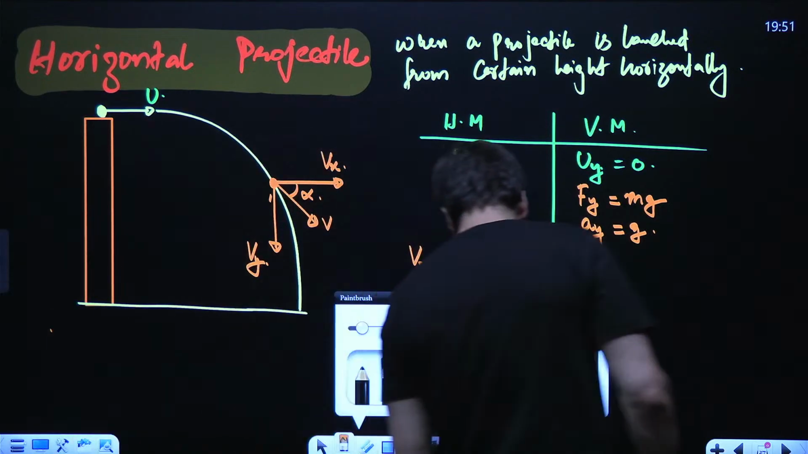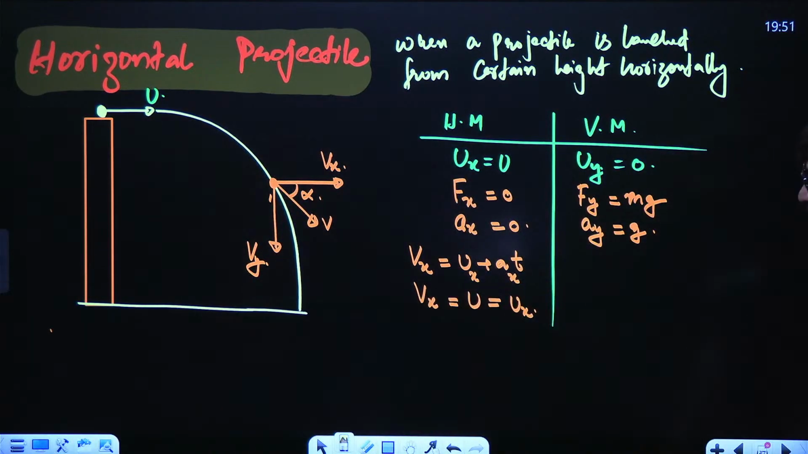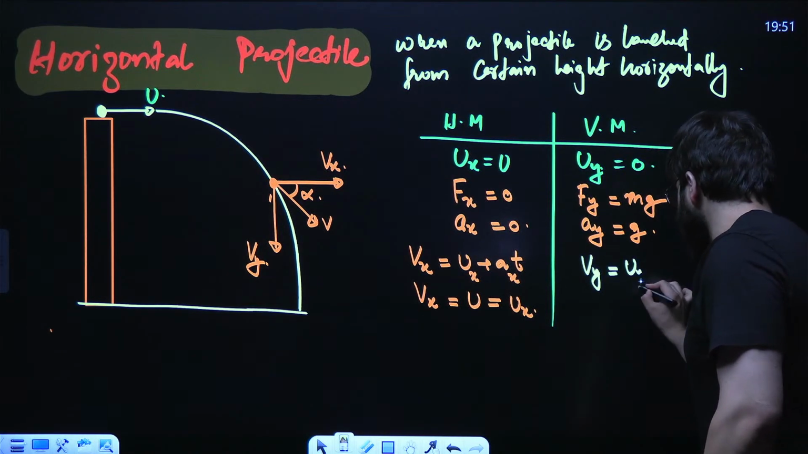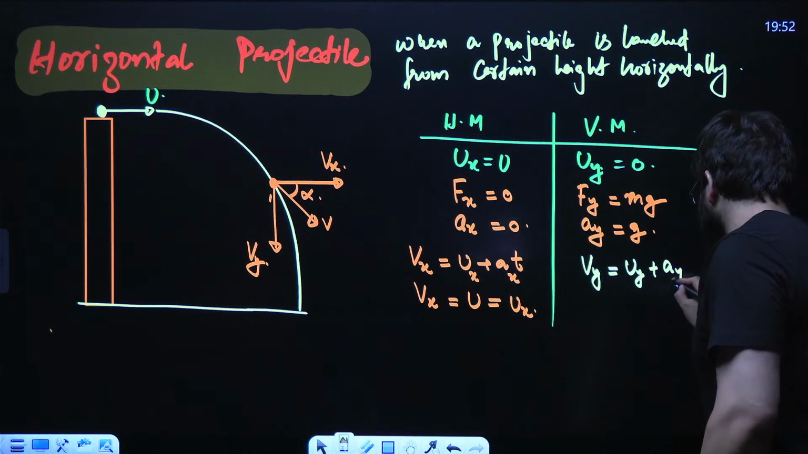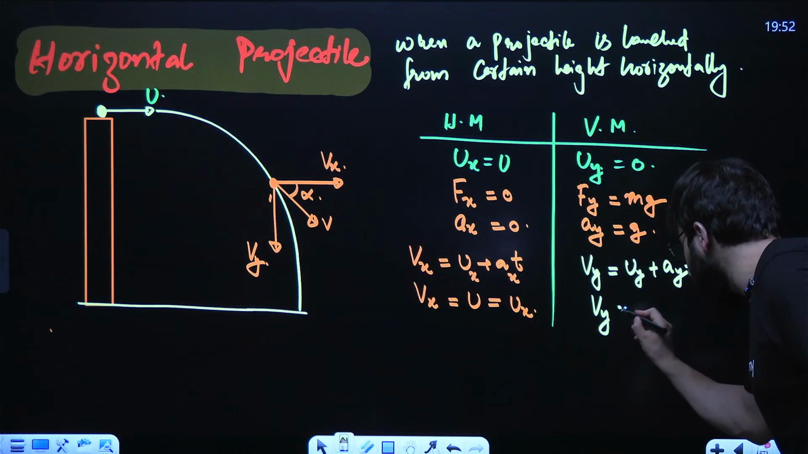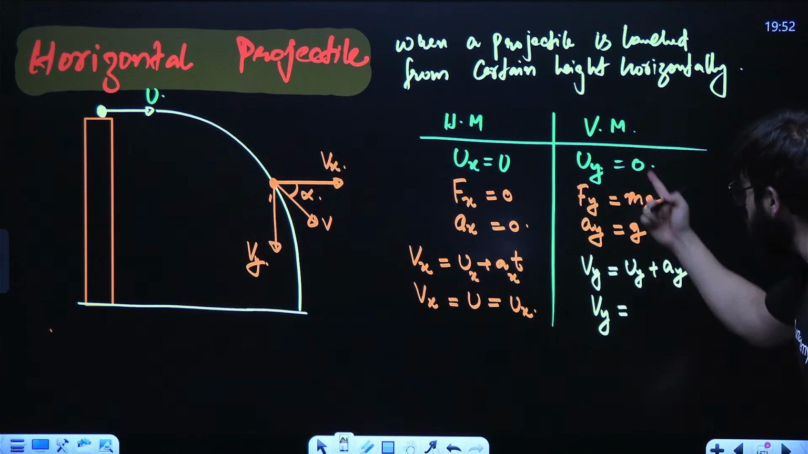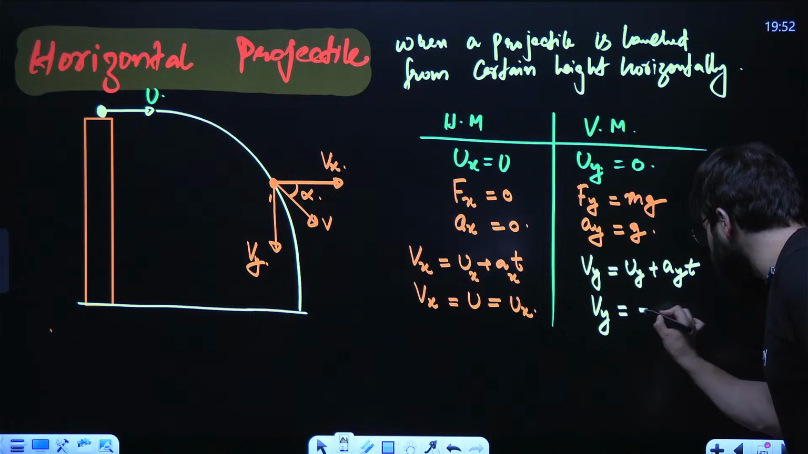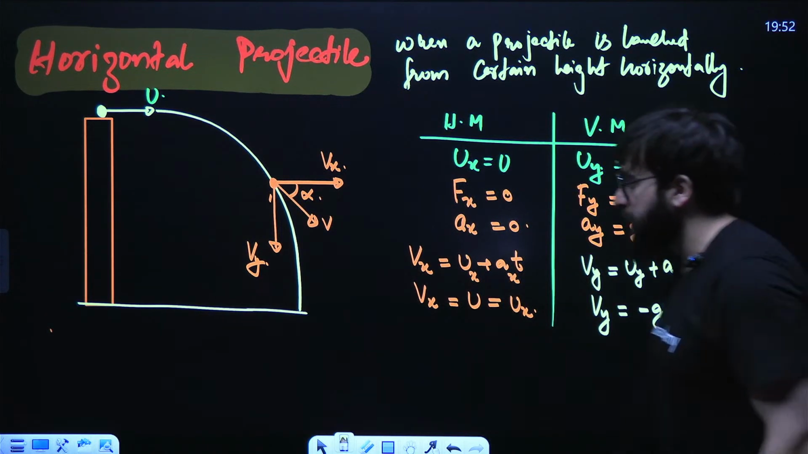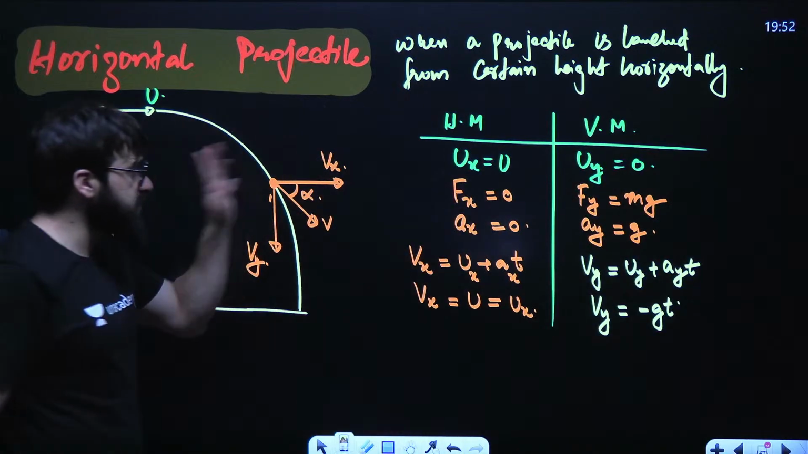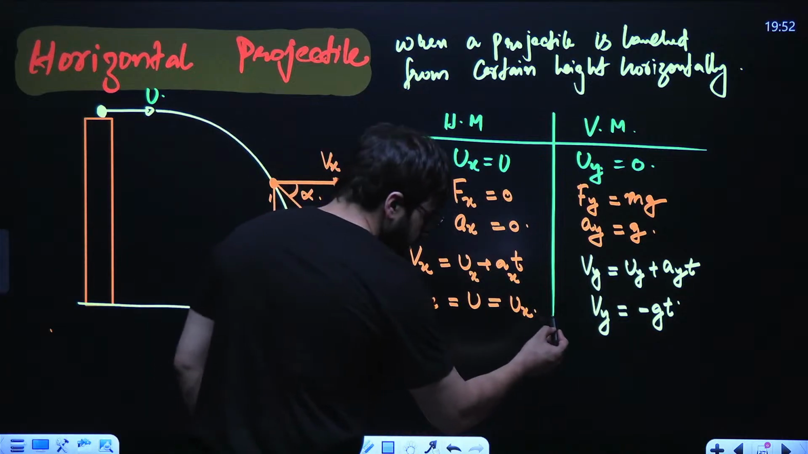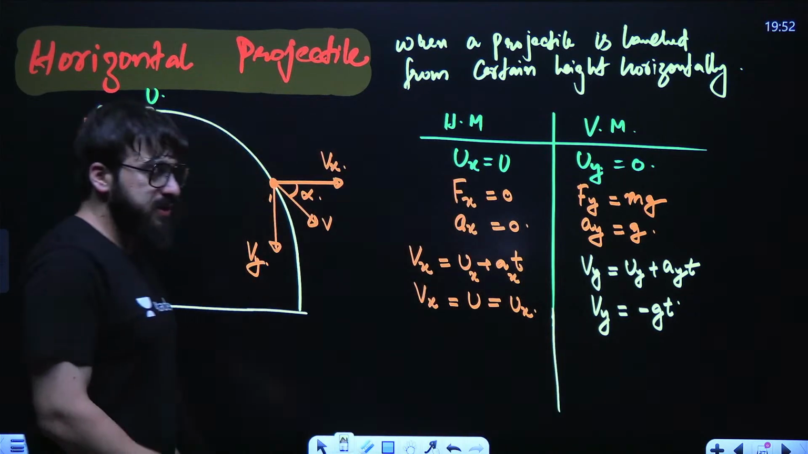But when it comes to the y direction, I say vy is equal to uy plus ay into t. Let's use this. Velocity in y direction finally: initial velocity in y direction is 0, and acceleration is minus g into t. So this velocity is minus gt, and the x velocity is ux. I hope this is clear.